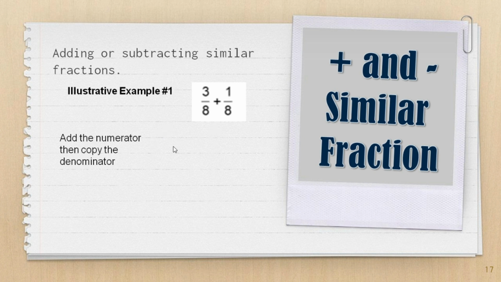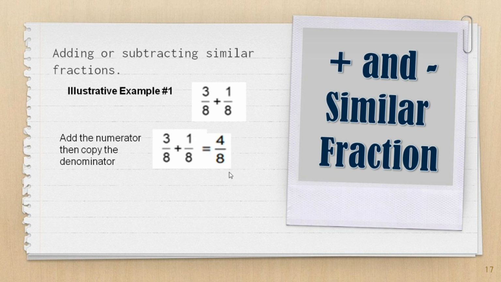Since addition siya, ang gagawin lang daw natin ay i-add yung nasa taas na numbers. So, 3 plus 1, yan ay 4. Tama? Over, kopyahin lang daw natin yung 8 or yung common denominator. So, that's 8. 4 over 8. Hindi natin i-add yung 8 plus 8 ha. Just copy kapag pareho. So, we have 4 over 8.